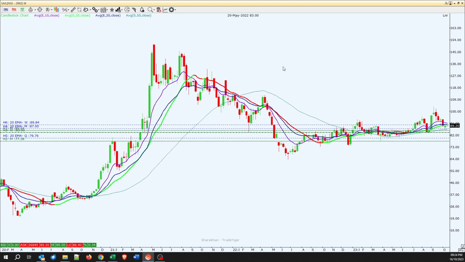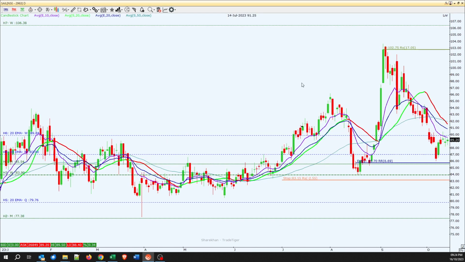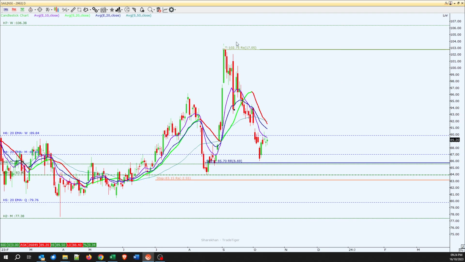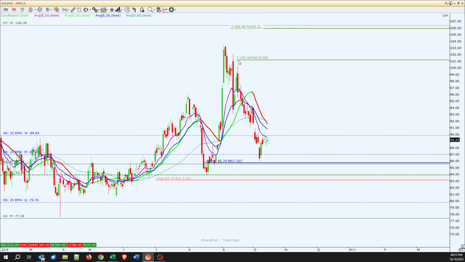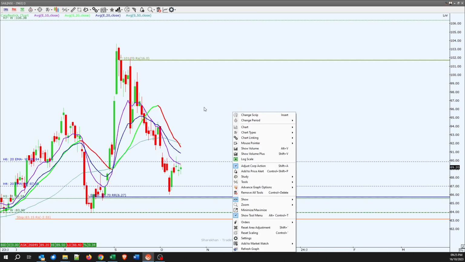But you can easily extend the target to here. The target can be extended up until here, but there is a chance that the price will come here and then move back a bit down, and then consolidate and then move higher. So I don't want to take so much risk. I'm actually getting a very good risk to reward, around 6.23. This is a pretty good risk to reward.